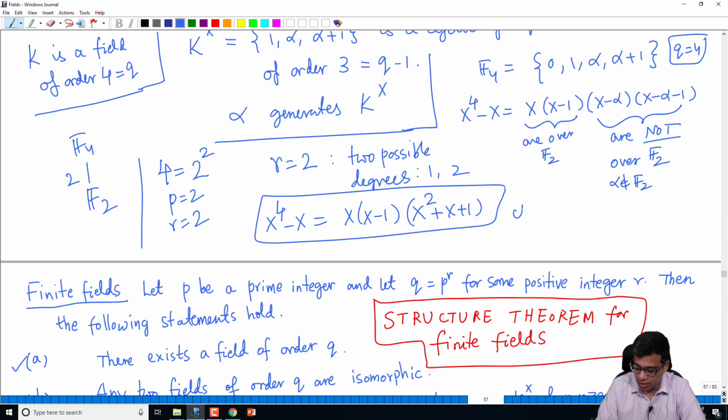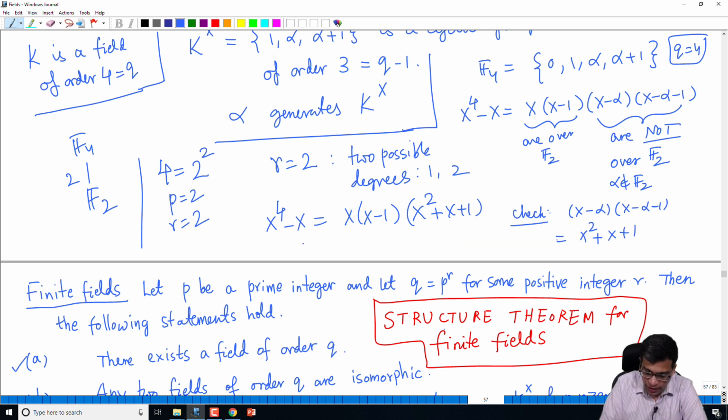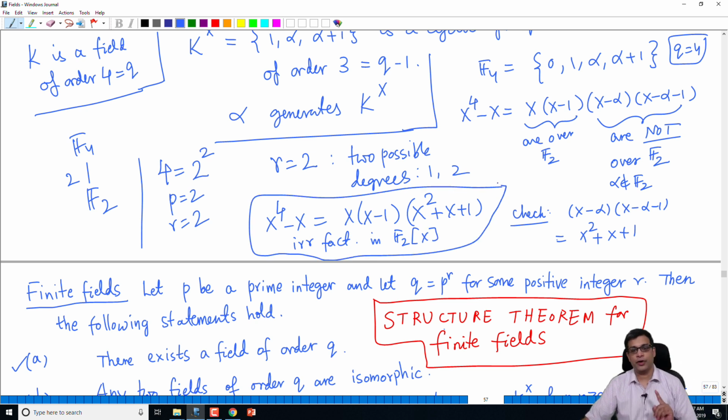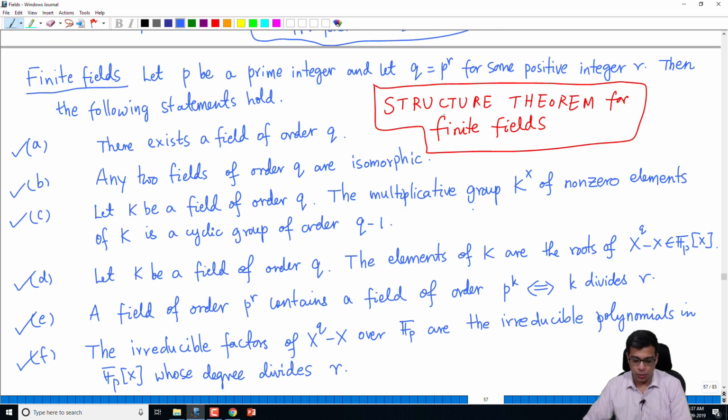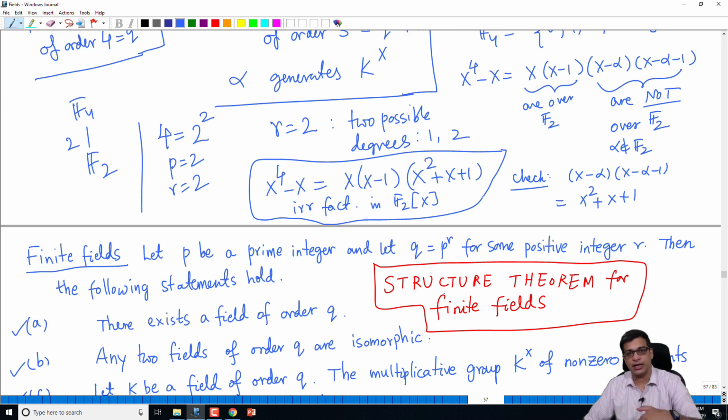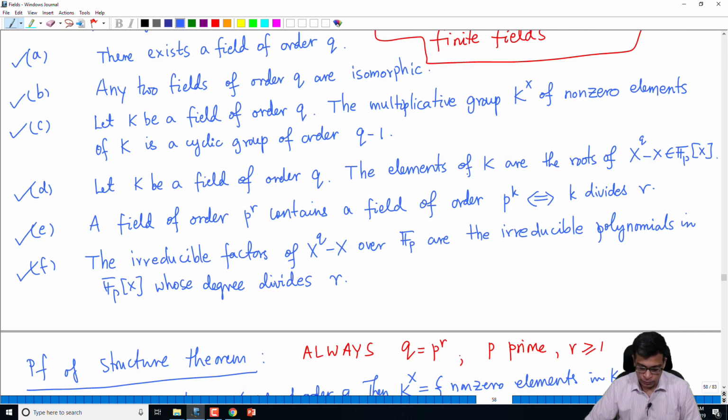Okay, so that's the irreducible factorization. Clearly, if you check this as an exercise, if you multiply x minus alpha and x minus alpha minus 1, you get x squared plus x plus 1, which is irreducible over F2[x]. So this is the factorization in F2[x]. It confirms the last part of the structure theorem. Irreducible factors are those that have degrees that divide 2 in this example. So it can't have 3, for example. There cannot be a factor of degree 3 because 3 does not divide 4, or 3 does not divide 2.